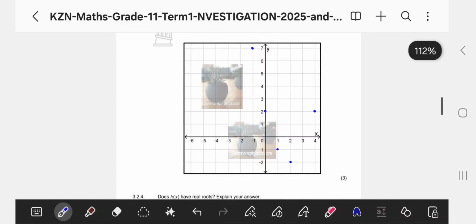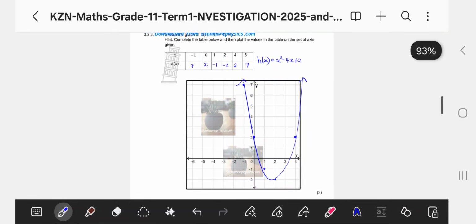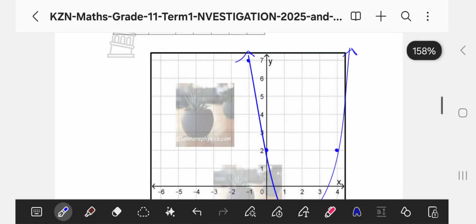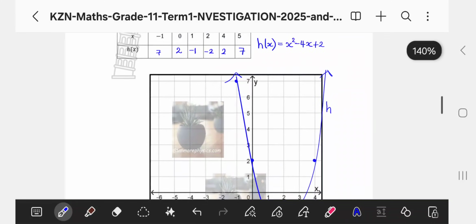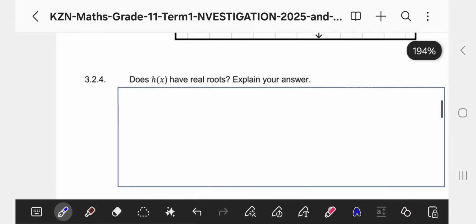So I'm going to go ahead and join these points. So this is more or less what the graph is going to look like. And the last thing I'm going to do is just label it h somewhere next to it. Okay, so all we did was join those points.